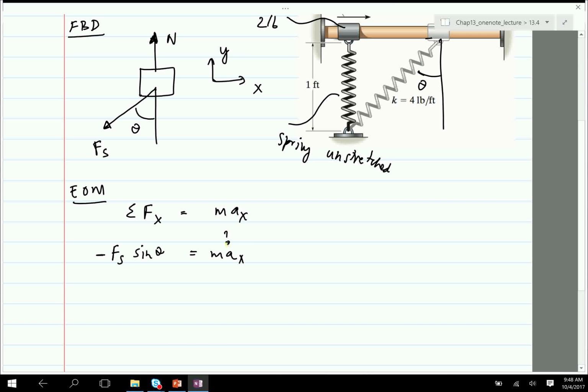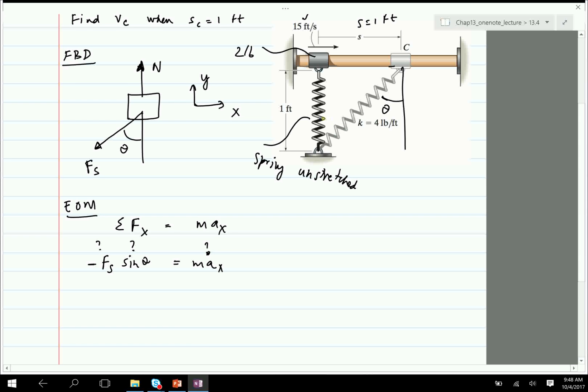This is an unknown. The question is, can I find Fs and sine theta? For sine theta, I need to use trigonometry. If this is theta, this angle has to be theta. This is 1 foot, you're given that. But you want to solve it as a function of x. This is the position of C when it has moved. In general, the motion is at a distance s from the left, so you would write it as a function of s. So I'm going to write sine theta as a function of s.